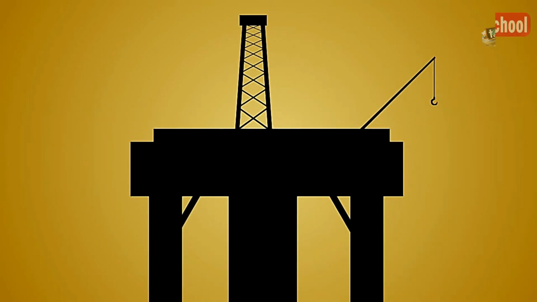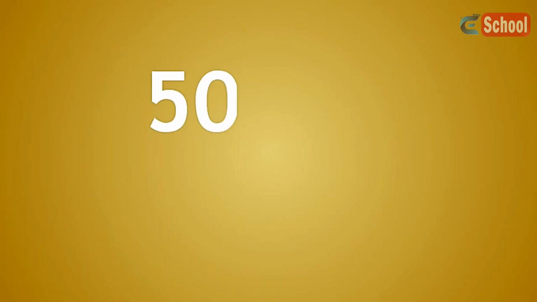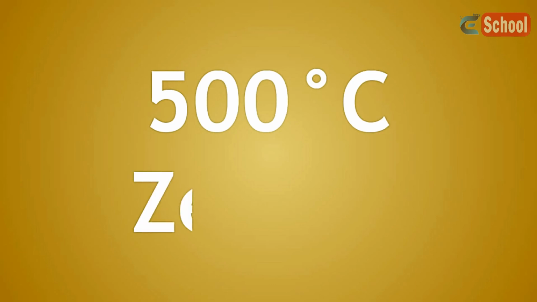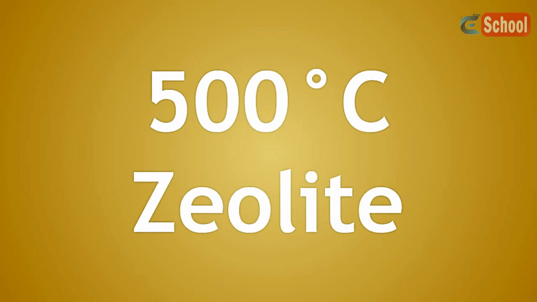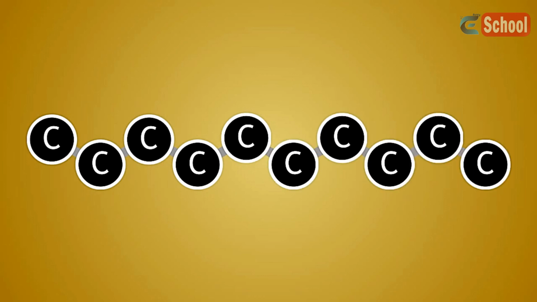Catalytic cracking is the method used mostly in industry today. The large hydrocarbons are heated to around 500 degrees C and are passed over a zeolite catalyst. The catalysts chosen tend to break the bonds in the large hydrocarbons and make molecules of between 5 to 10 carbons in chain lengths, making them very useful in petrol.